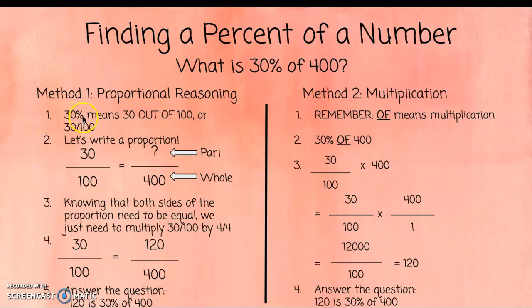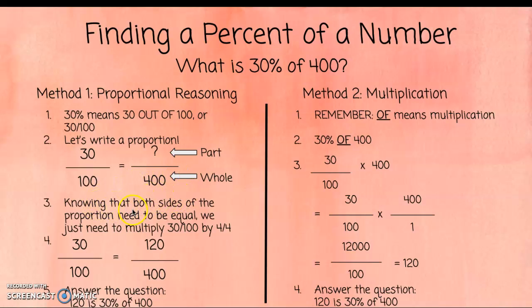Step 1 would be 30% means 30 out of 100 because percent means out of 100, or 30 out of 100, 30 100ths. Let's write a proportion. 30 out of 100 equals something out of 400. Part goes on top, whole goes on the bottom.